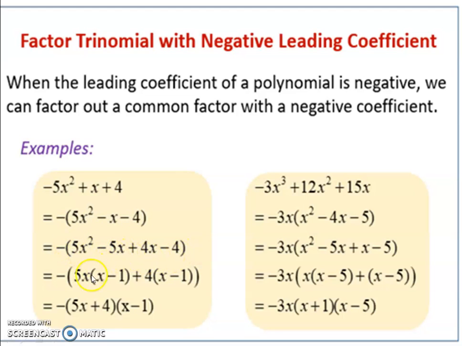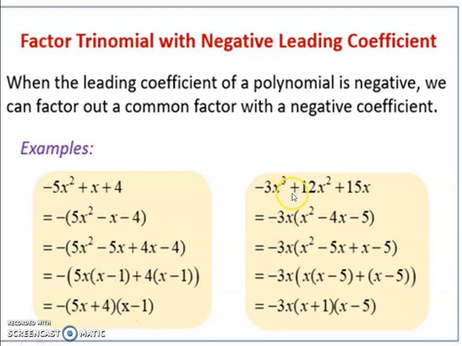We have to take 5x common outside from these two terms, so we remain with x minus 1 in a bracket. We have to take only the positive number 4 outside, so we remain with x minus 1. Both brackets are the same, that means our factors are right. That is, 5x plus 4 is the first factor and x minus 1 is the second factor.